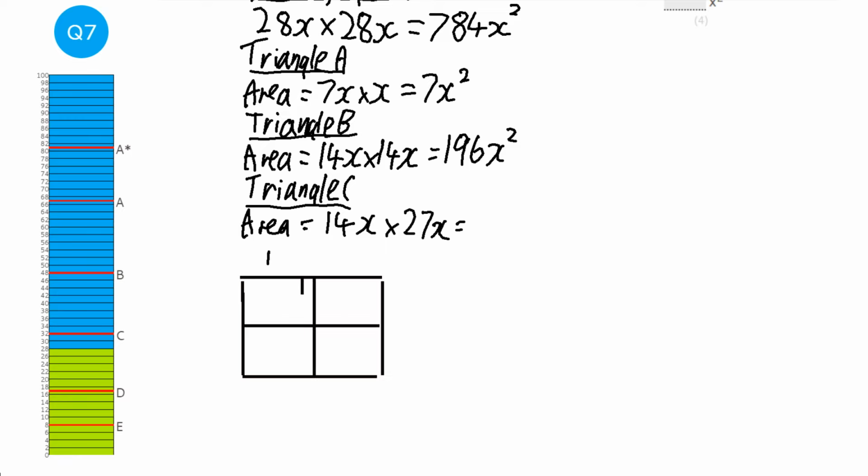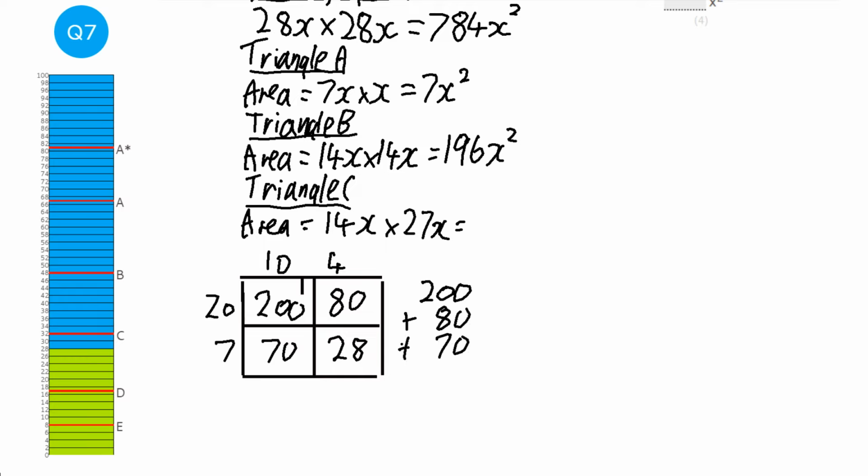Okay, so I'm going to do 14, so 10 and 4 times 27. So 4 times 7 is 28. 7 times 10 is 70. 4 times 20 is 80. And 20 times 10 is 200. So let's add them up. Okay, so the last one's going to be 8. It's going to be 15, 16, 17. And then add the 3. So that's going to be 378x squared.